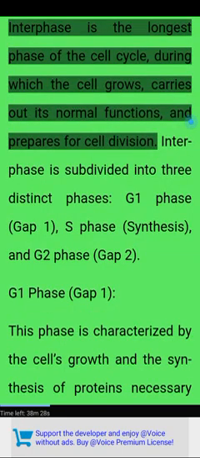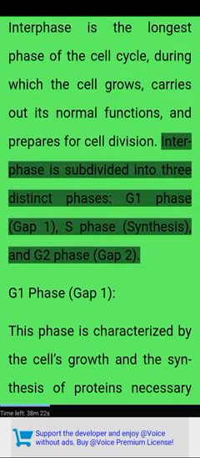Interphase. Interphase is the longest phase of the cell cycle, during which the cell grows, carries out its normal functions, and prepares for cell division. Interphase is subdivided into 3 distinct phases: G1 phase (gap 1), S phase (synthesis), and G2 phase (gap 2).